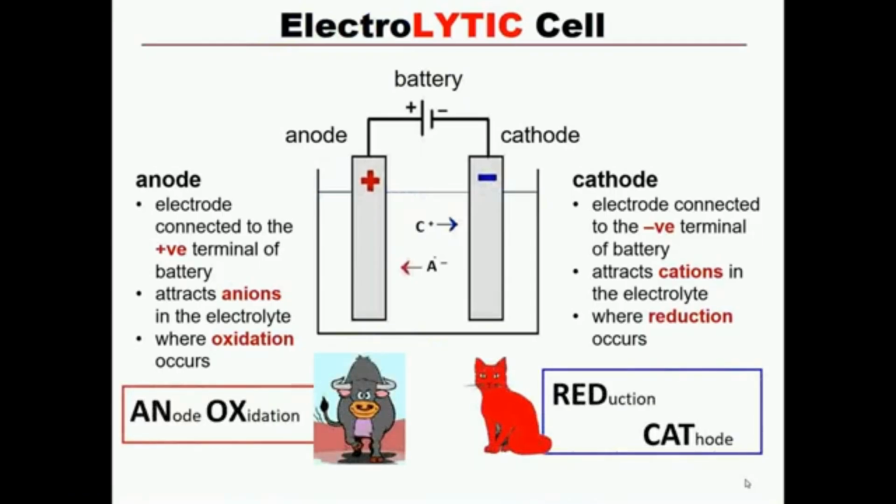One way to help you remember which electrode undergoes oxidation and which one undergoes reduction is this: An Ox, anode, oxidation. Red Cat, cathode, reduction.